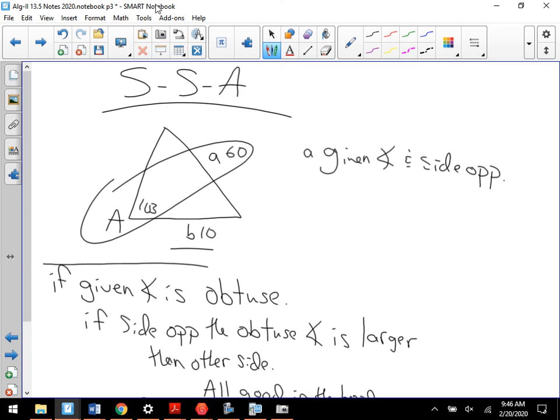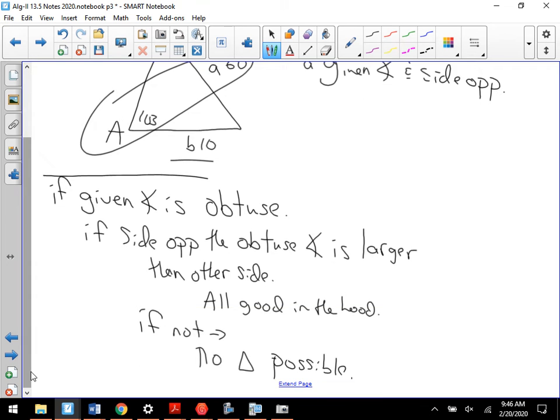Okay? That doesn't change. The only other thing that could happen is, if you're given the obtuse angle and the side opposite it is smaller than the other given side, then you won't have a triangle. Because remember, the largest angle has to have the longest side length, the smallest angle the smallest side, and so on. Okay? That was a little short trick.